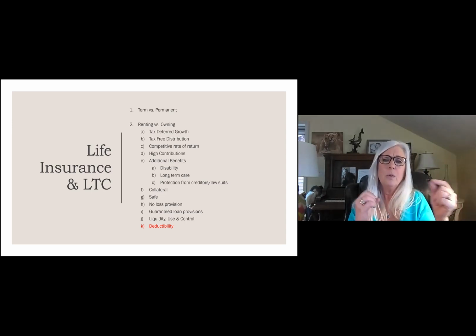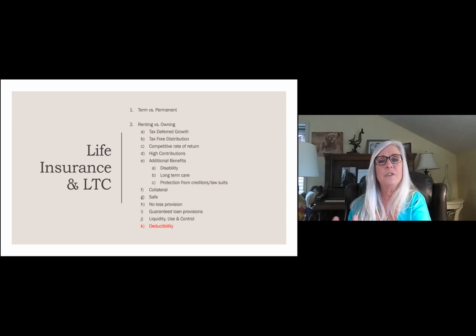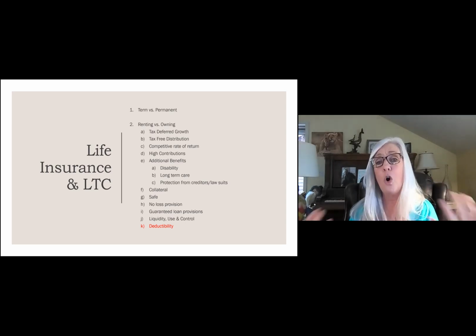So I would forgo deductibility to have tax deferred growth and tax-free distribution. Oh, tax deferred growth and tax-free distribution. That sounds just like a Roth, doesn't it? With a competitive rate of return, except after that, all these other features are not part of a Roth.